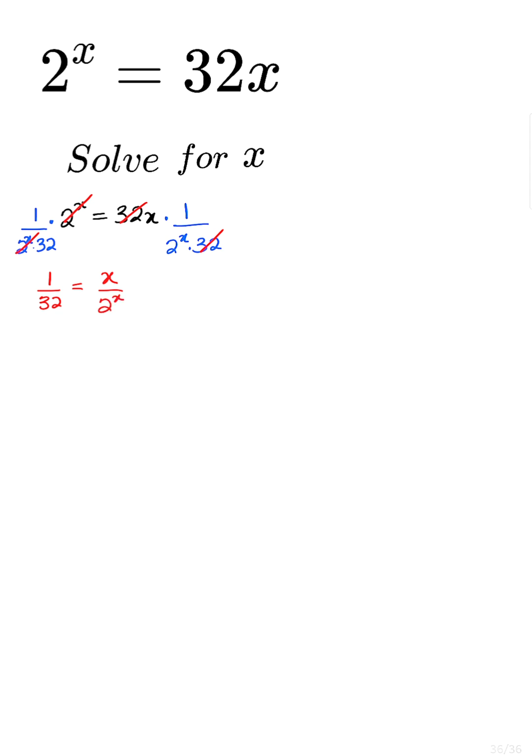The next thing I want to do is change 2 raised to x into an exponent. That will give me 1 over 32 on the left hand side equals x times 2 raised to negative x. Just recall that if you have 1 over x, changing this to an exponent gives us x raised to negative 1. So that was how I came about this. What then do we do here?